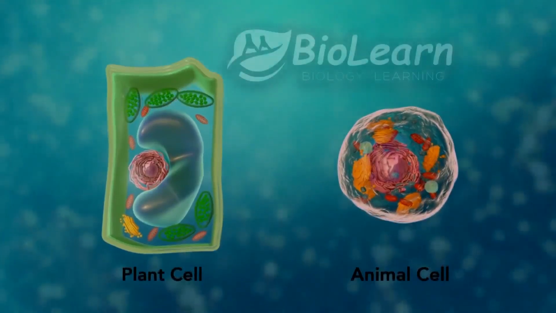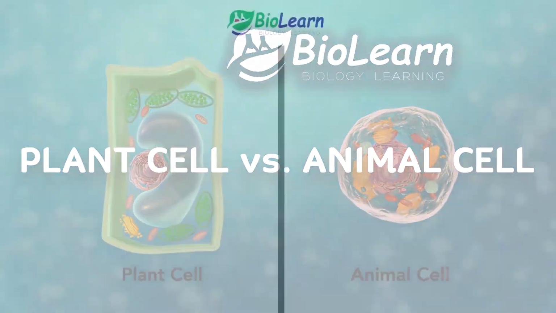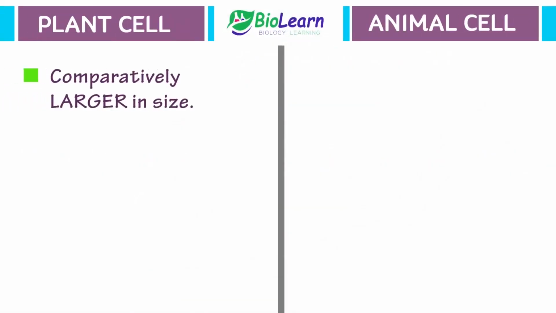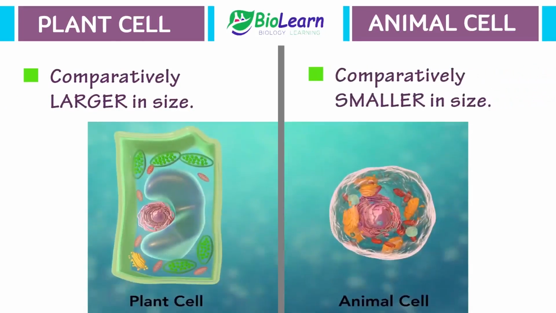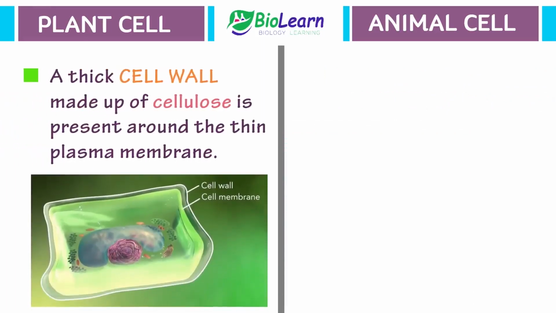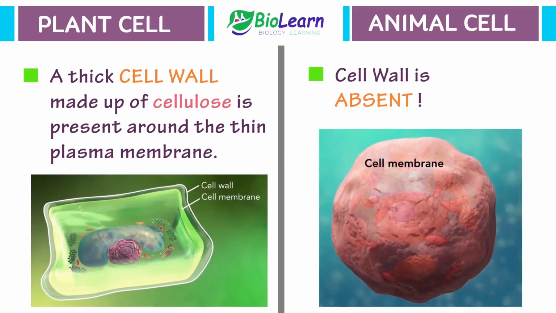Welcome to this video session where you'll learn the differences between plant and animal cells. Plant cells are comparatively larger in size, whereas animal cells are comparatively smaller. A thick cell wall made up of cellulose is present around the thin plasma membrane in plant cells, whereas in animal cells the cell wall is absent.